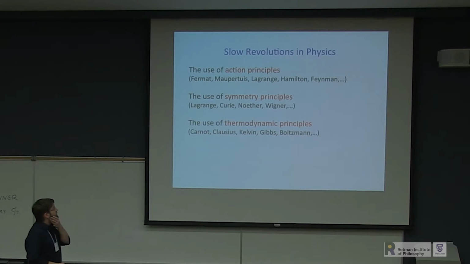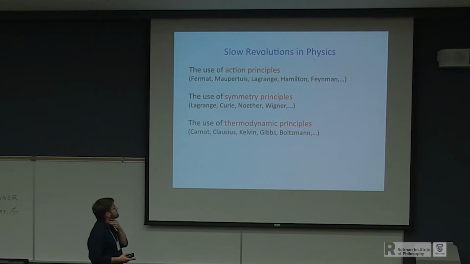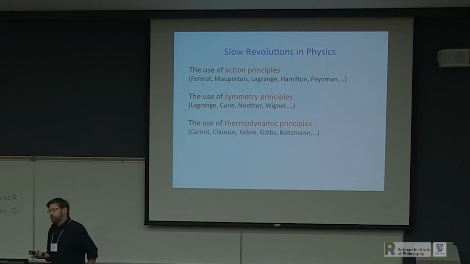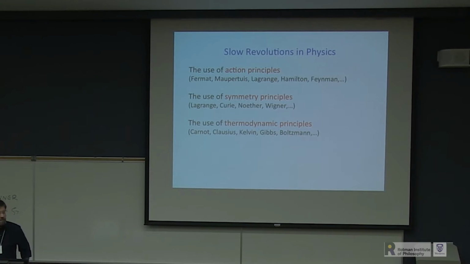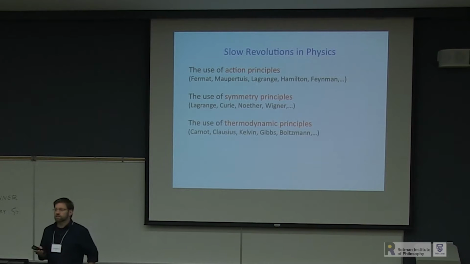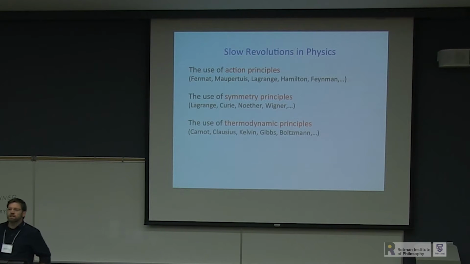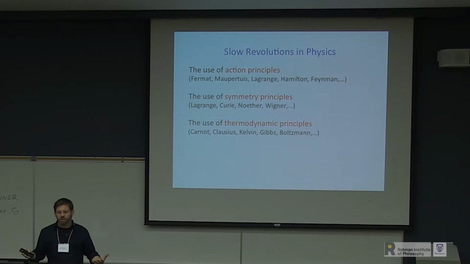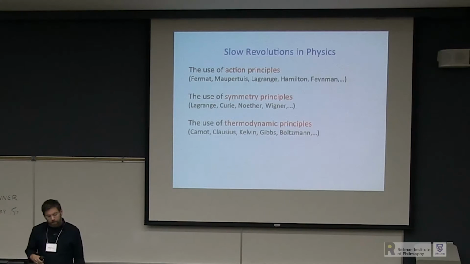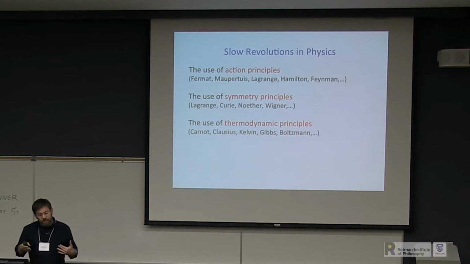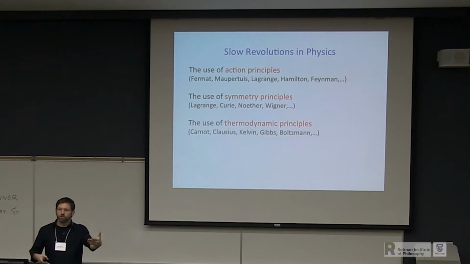So I think nice historical examples are the use of action principles, least action principles, symmetry principles, thermodynamic principles. If I take the first example, the work of Lagrange and Hamilton in the 18th and 19th centuries didn't overthrow Newtonian mechanics. It did change significantly our perspective on Newtonian mechanics. It vastly expanded the scope of areas in which we could apply those notions. But it didn't overthrow it. It did, however, pave the way for the revolutions that did overthrow Newtonian mechanics.